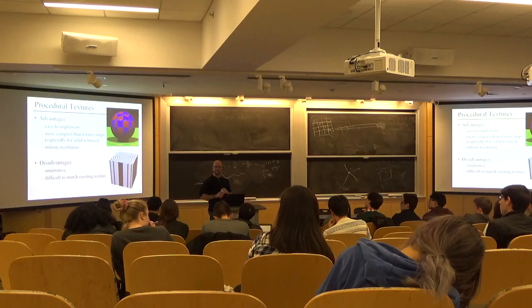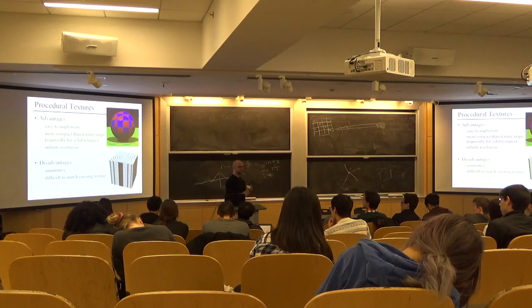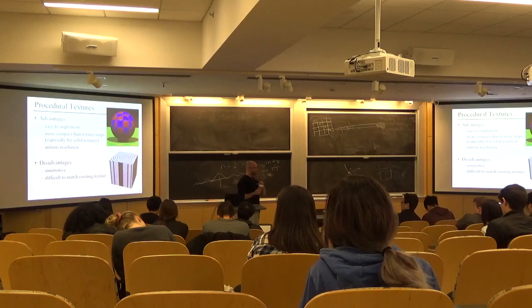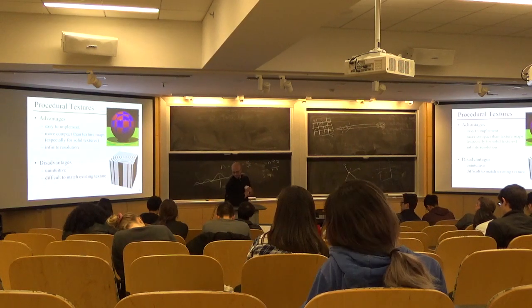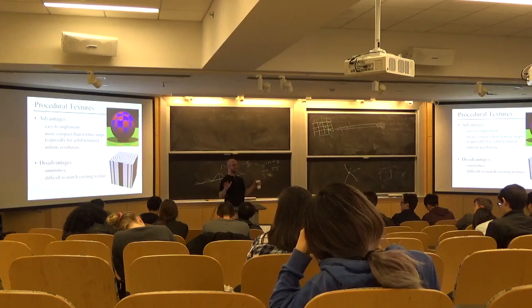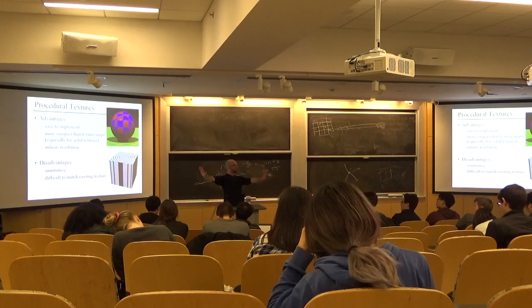But on the other hand, I'm asking you to write code. So if you're an artist, it might be easier to paint a texture than it is to write a little piece of code to generate it. So the reality is the graphics pipeline typically includes both, and depending on the object you're modeling, one or the other might be useful. Does basic vocabulary make sense here? So the two extremes are texture mapping and procedural texturing.